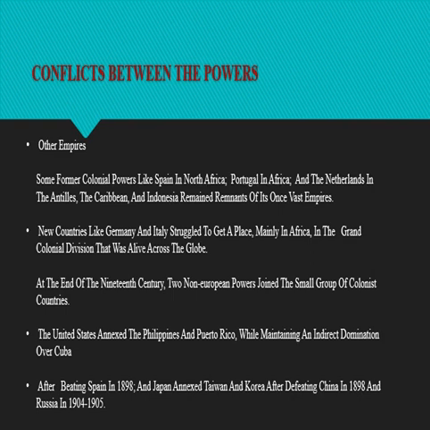At the end of the 19th century, two non-European powers joined the small group of colonist countries. The United States annexed the Philippines and Puerto Rico, while maintaining an indirect domination over Cuba, after beating Spain in 1898. Japan annexed Taiwan and Korea after defeating China in 1895 and Russia in 1904 to 1905.